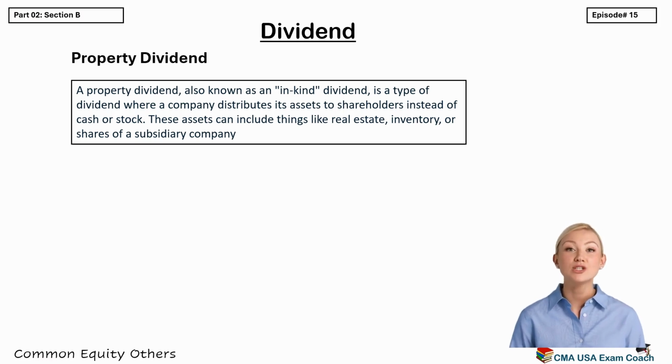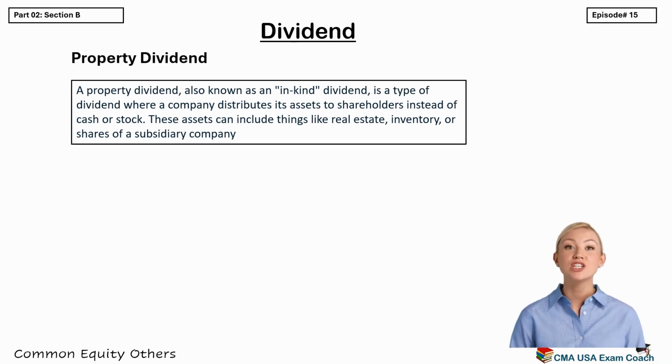Why would a company issue a property dividend? There are several reasons. It might want to conserve cash, or perhaps it holds assets that are not strategic anymore and wants to return value to shareholders through those assets. Let's take a simple example to understand this better.